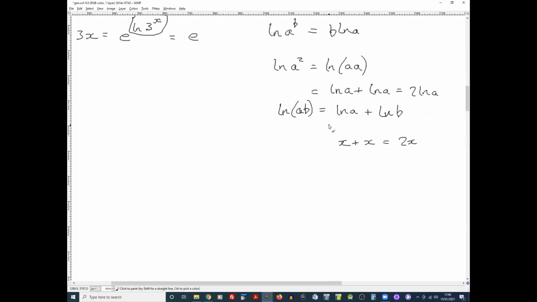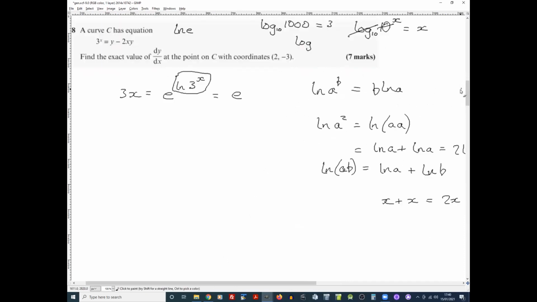This principle does want explaining. I'll have another go soon enough, because we'll come back to the issue since it's so important. But if we apply that principle here, we could rewrite log of 3 to the x as x ln 3.